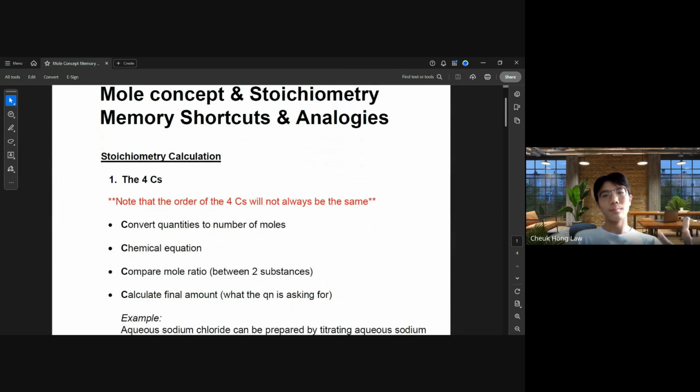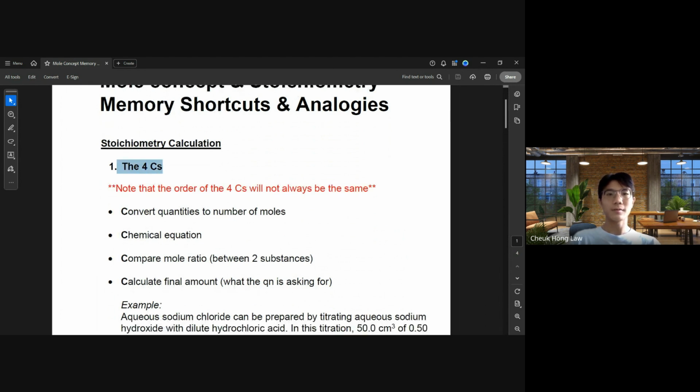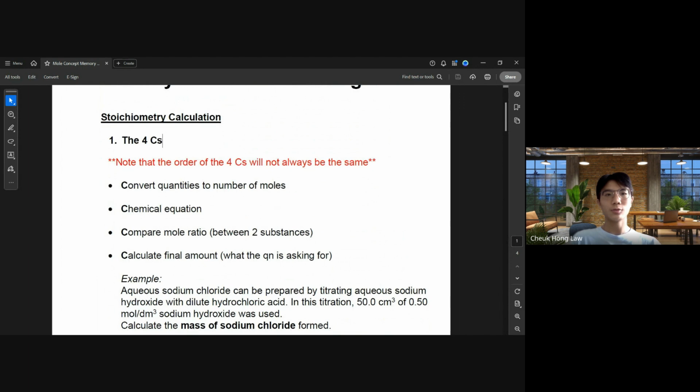So like mole questions, right? They ask you to calculate something. Usually I use the 4Cs. Note that this order of the 4Cs will not always be the same. That means the order might be jumbled up.